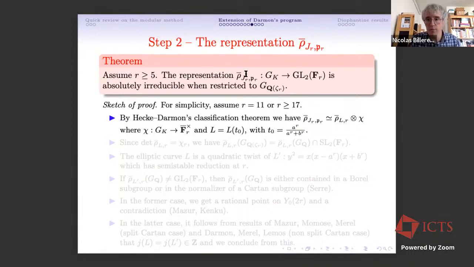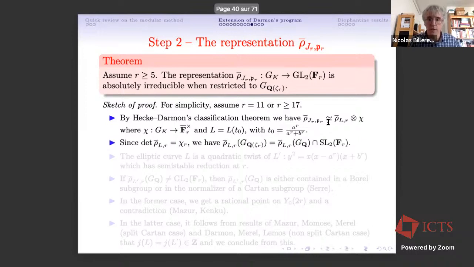So in other words, if we want to study the irreducibility of rho bar, we can switch to the study of the irreducibility of the mod R representation attached to some elliptic curve over K. But actually, this elliptic curve L is just the specialization of the Legendre family at some rational point. So it's actually defined over Q.